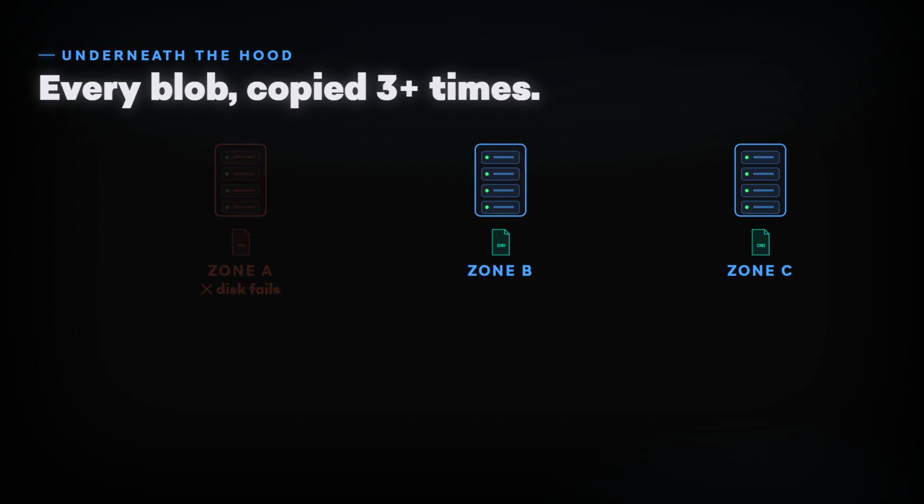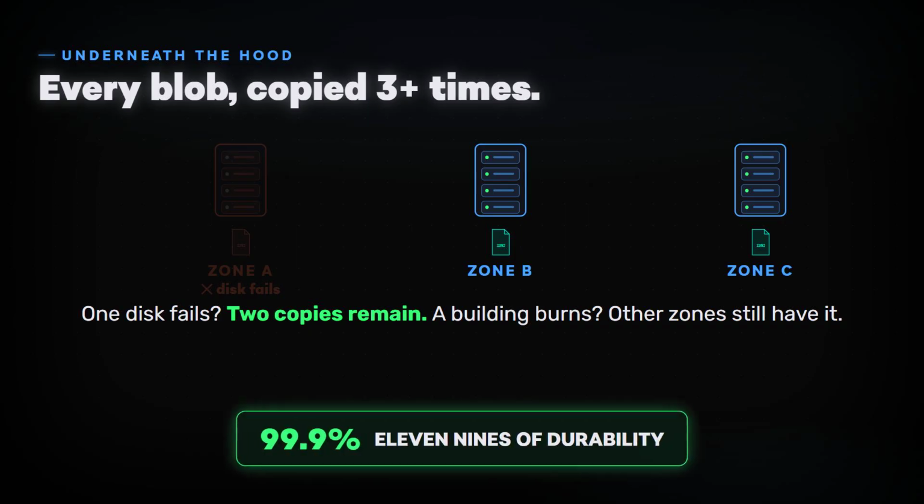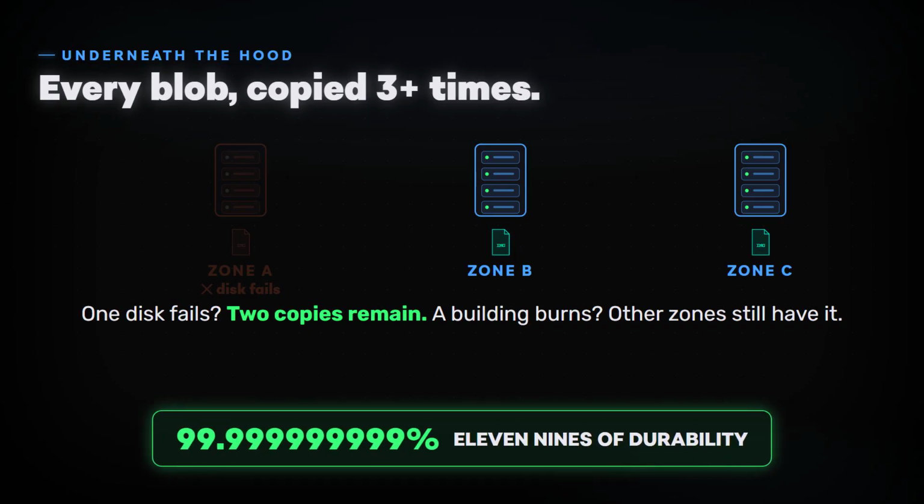Underneath, every blob is automatically copied to multiple physical locations, usually 3 or more, across different data centers in the same region. If one disk fails, 2 copies remain. If a whole building burns down, the other zones still have it. This is how object stores achieve 11 nines of durability. The chance of losing your file is so small, it's basically zero. You don't configure any of this, it just happens.